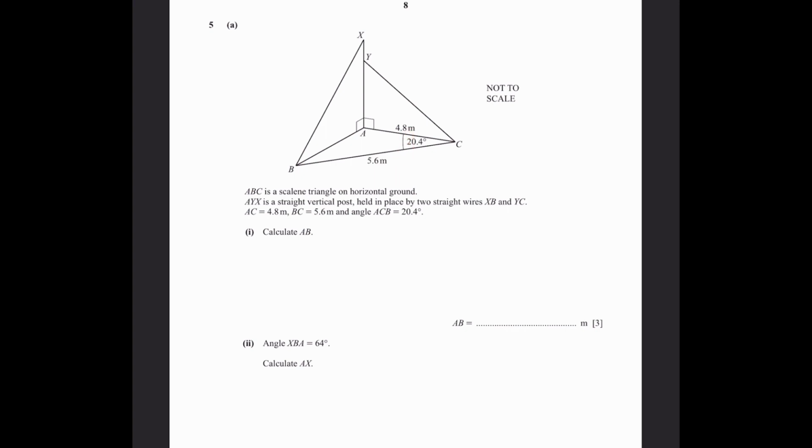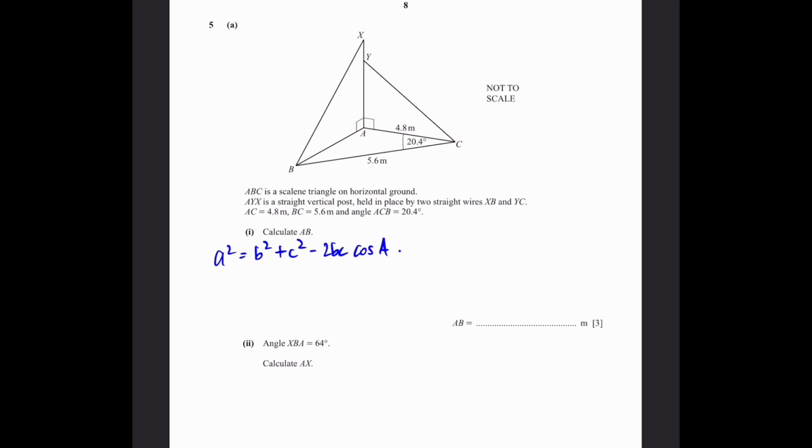1. Calculate AB. So for this triangle, we have to use the cosine rule. If you thought of using the rules for a right angle triangle, like trigonometric ratios, it doesn't work because it says that ABC is a scalene triangle. So, let's use the cosine rule: a squared equals b squared plus c squared minus 2bc cos A.